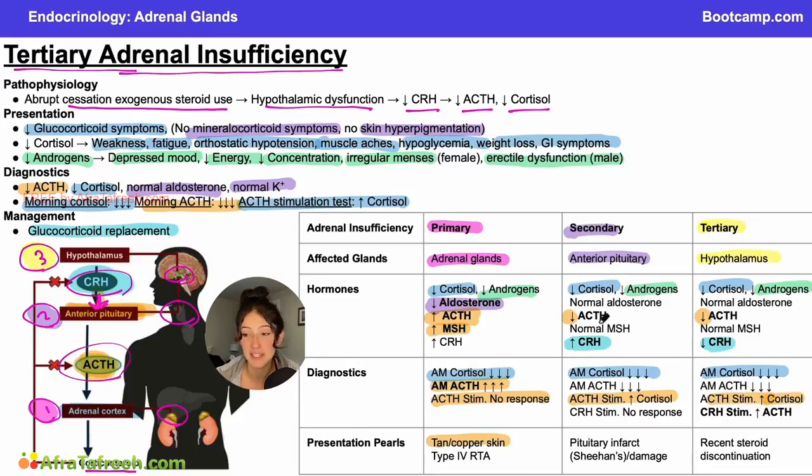And then finally, to differentiate between secondary and tertiary adrenal insufficiency, you can use the CRH stimulation test. If the anterior pituitary is functioning and it's not broken, then it should respond to CRH and release ACTH.